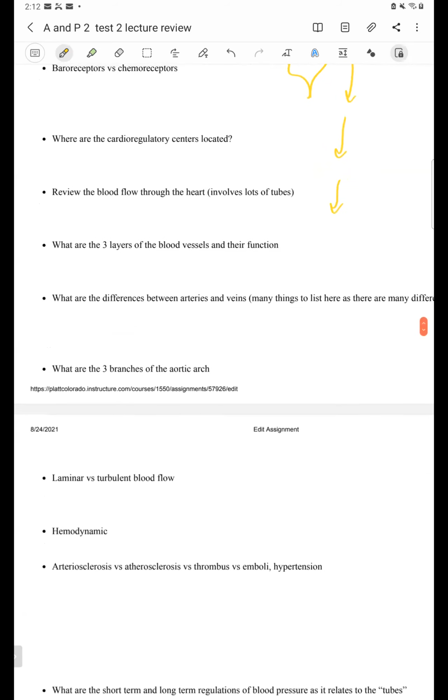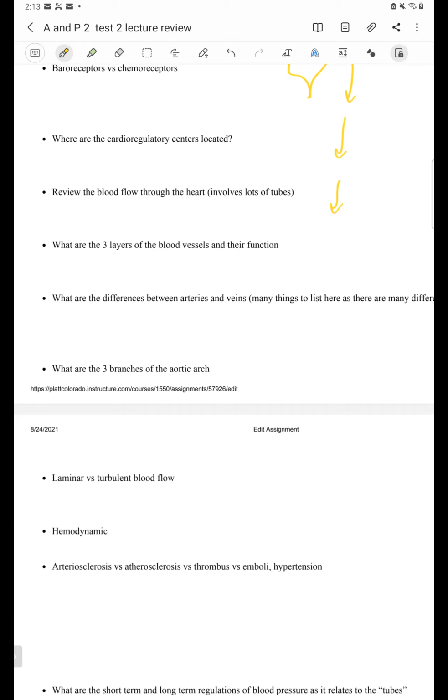Okay, review your blood flow through the heart, because you'll have to go back to your cardio to do that. So blood enters into the right atrium, spills into the right ventricle. The right ventricle ejects blood to the lungs. The lungs then send blood to the left atrium, and that spills into the left ventricle, and then your left ventricle pumps blood to your body. Okay, now that's the quick version.